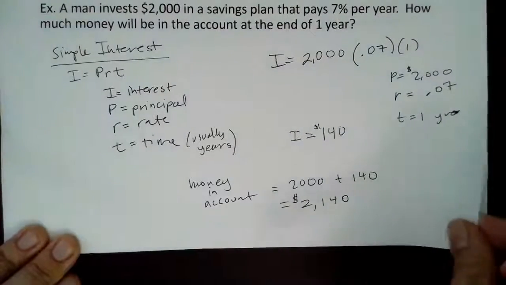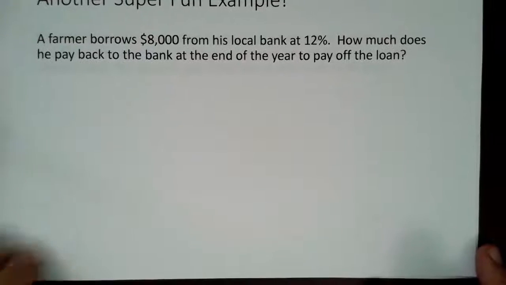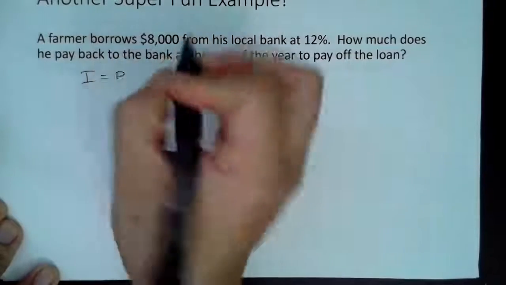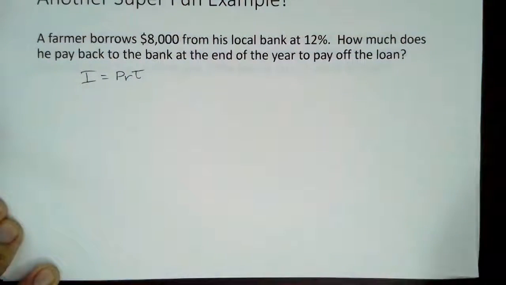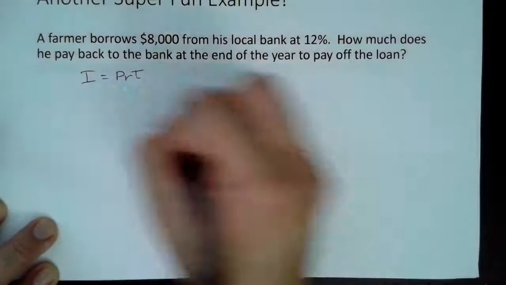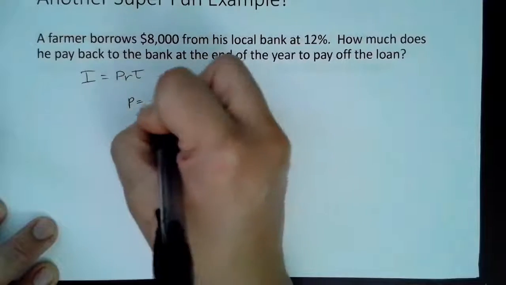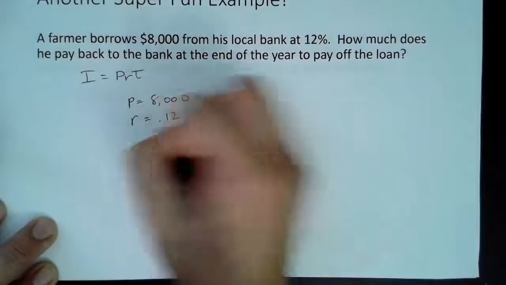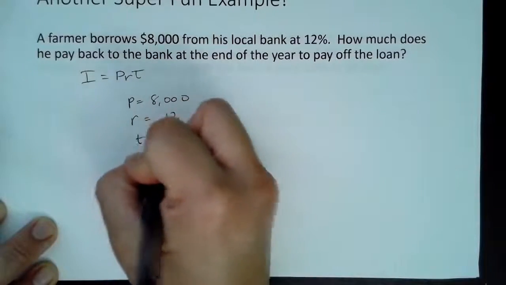Okie dokie, let's continue. Okay, so a farmer borrows $8,000 from his local bank at 12%. How much does he pay back to the bank at the end of the year to pay off the loan? So the principal in this case is going to be 8,000. The rate is 0.12, right? And there's just 1 year.